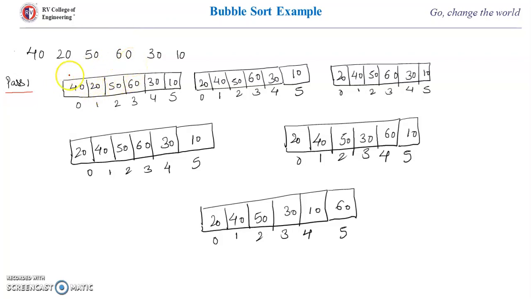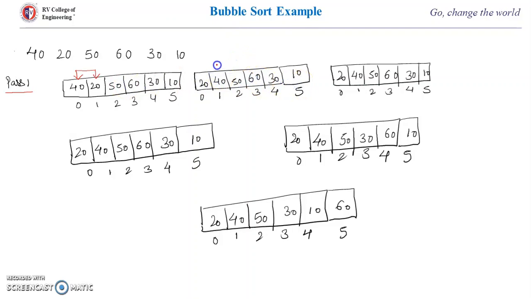Okay, so here first we'll compare 0 with 1, these two elements, and if array 0 is greater than array 1, then we need to swap. Definitely here, see, 40 is greater than 20, so we are swapping. So now 20 will come here and 40 will come here. After the swap this will be my array.